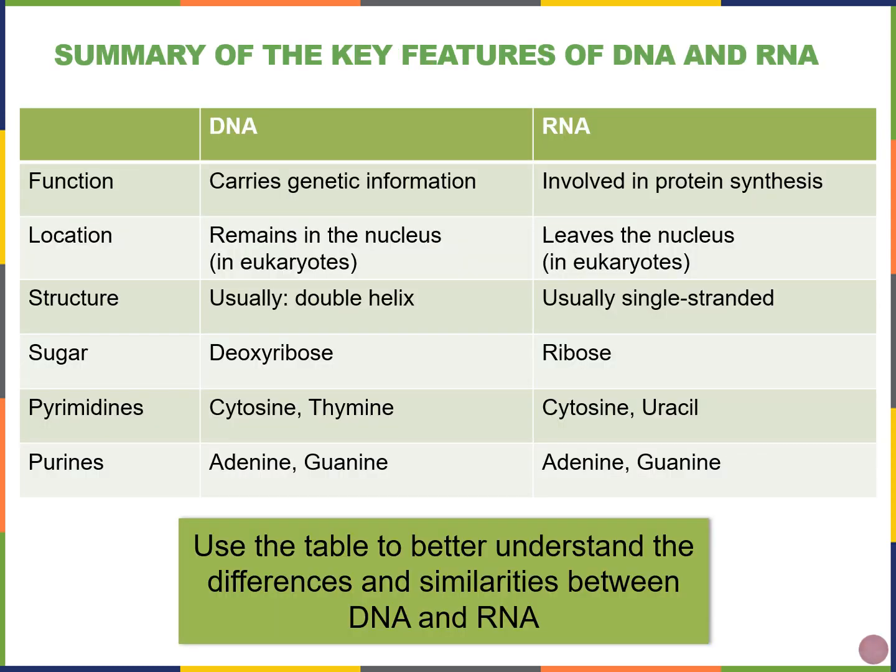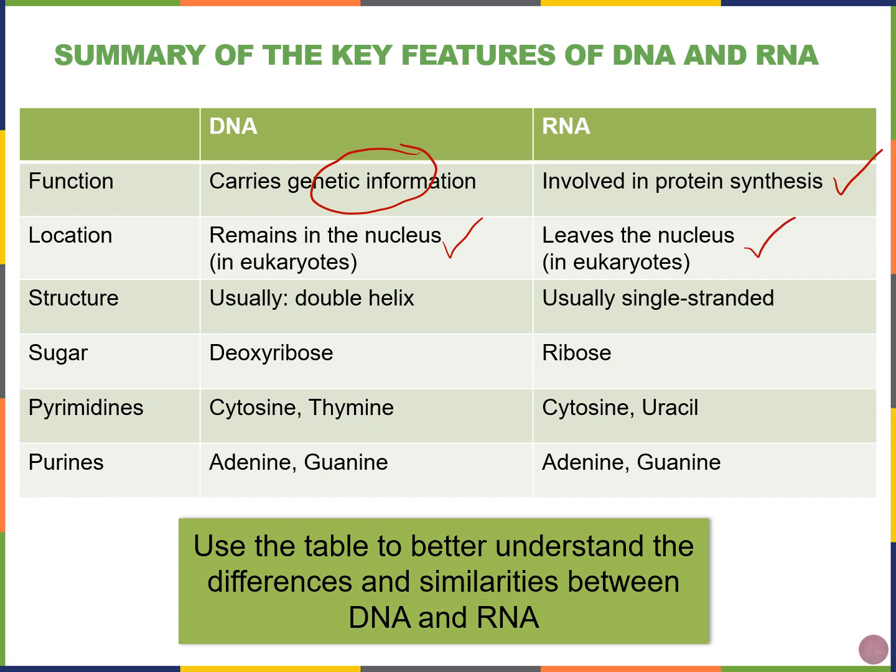Our book provides us a nice little table to summarize some of the key differences between DNA and RNA. So we know DNA carries our genetic information. It contains the instructions to produce all of the proteins and some of the other molecules like RNA in our body or in cells, whereas RNA is primarily involved in protein synthesis. Where do we find these? DNA is in the nucleus of eukaryotes. It's going to be in the cytoplasm of prokaryotes. And RNA is able to leave the nucleus in eukaryotes.